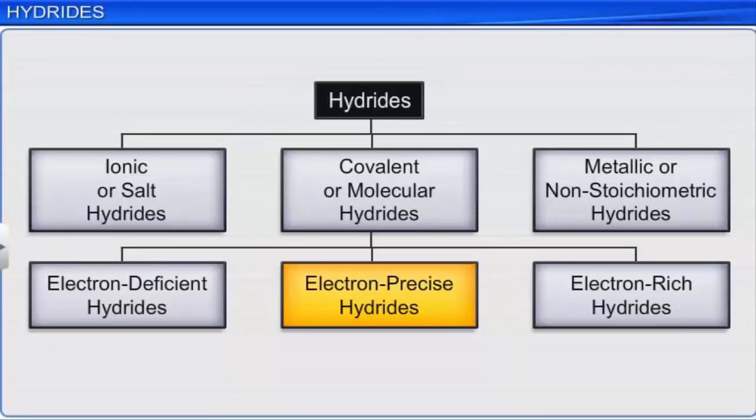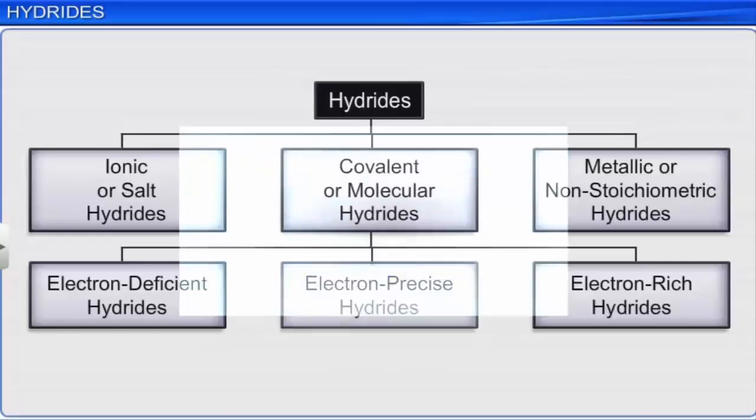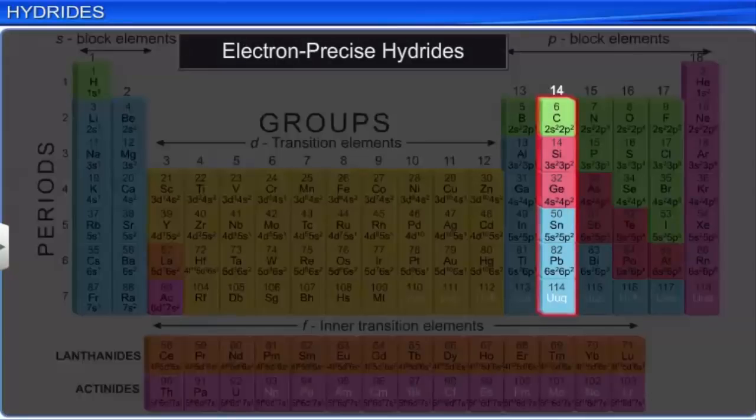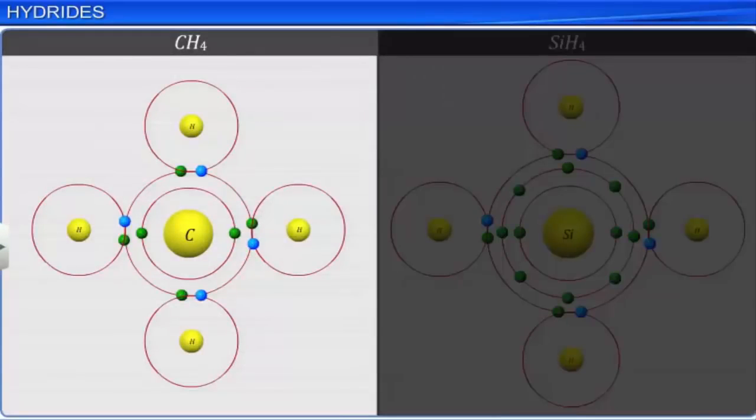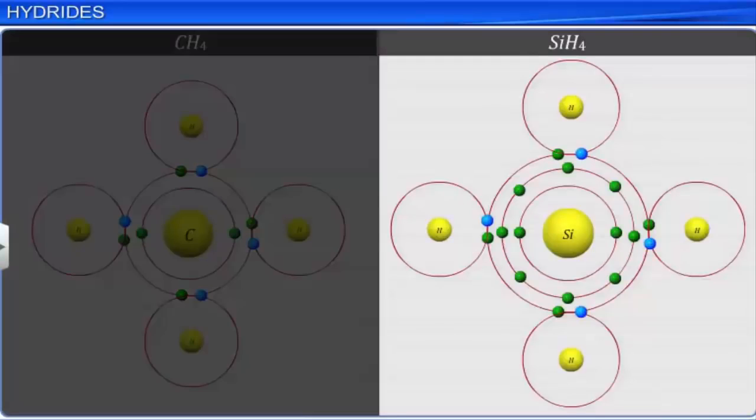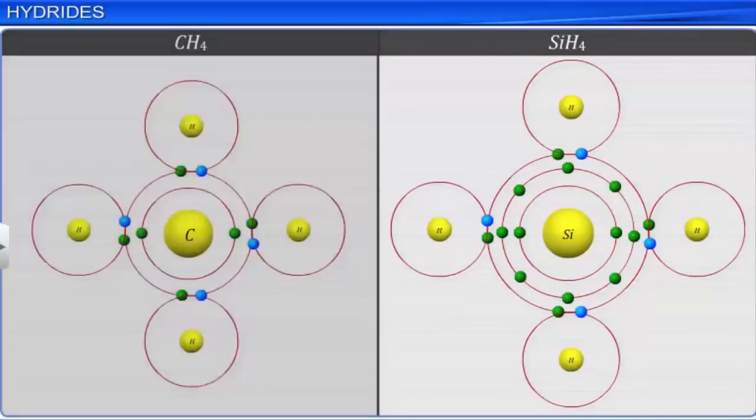Electron-precise hydrides have the required number of electrons to write their Lewis structure. In other words, they have complete octet and are formed by the elements of group 14. For example, in methane CH4 and silane SiH4, both carbon and silicon have 4 electrons in their outermost shells and form 4 covalent bonds with 4 hydrogen atoms to complete their octet.